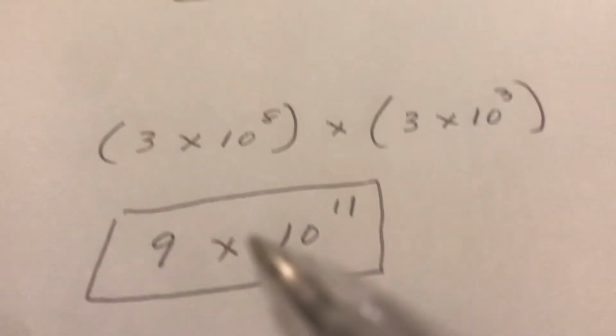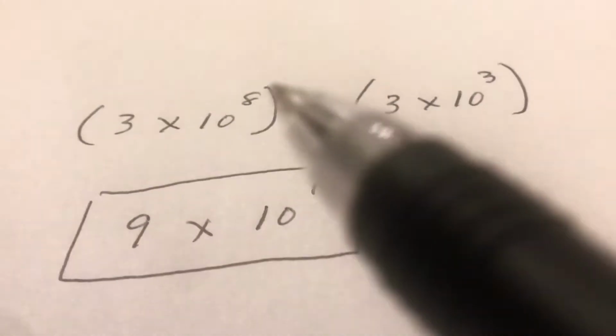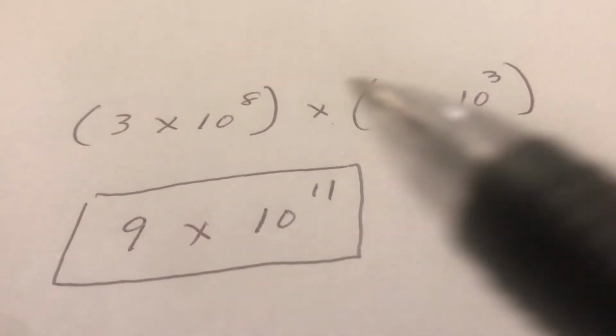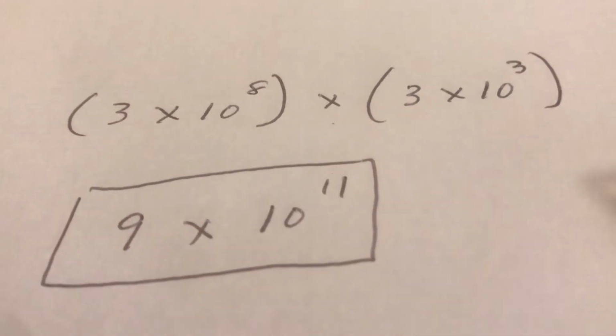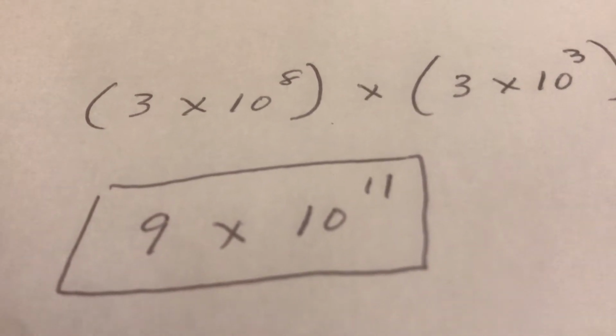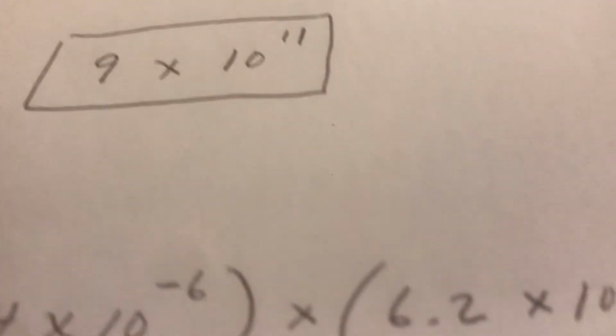The second one is like it. 3 times 3, you just multiply and you get 9. And then 10 to the 8th times 10 to the third. When you do exponents, you add the exponents. 8 plus 3 is 11. So 9 times 10 to the 11th. Now the tricky one is this third one.